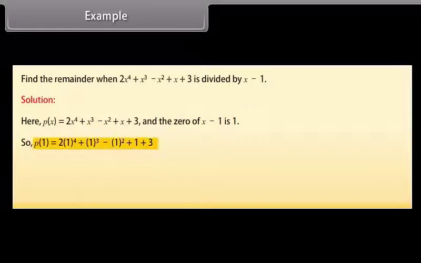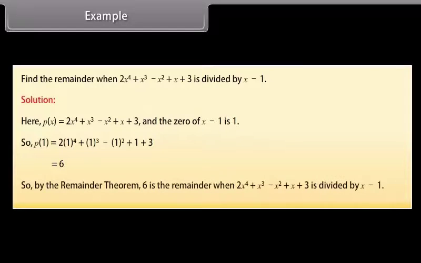So, p(1) is equal to 1 raised to the power 4 plus 1 raised to the power 3 minus 1 raised to the power 2 plus 1 plus 3, which is equal to 6. So, by the remainder theorem, 6 is the remainder when 2x raised to the power 4 plus x raised to the power 3 minus x square plus x plus 3 is divided by x minus 1.